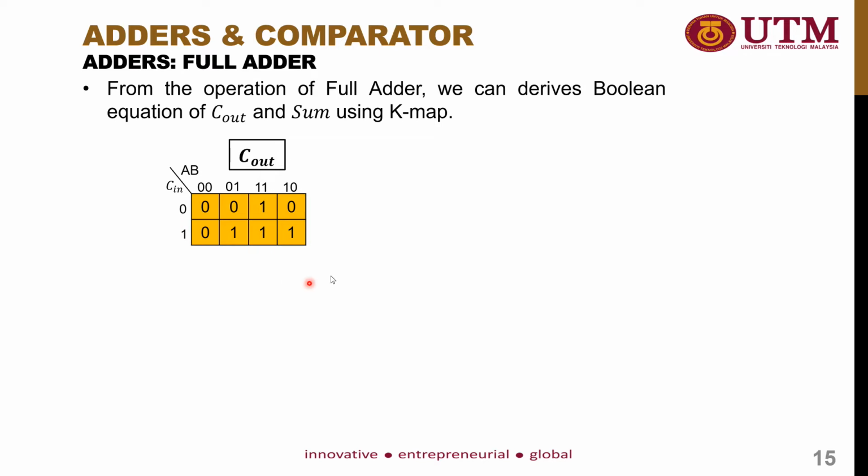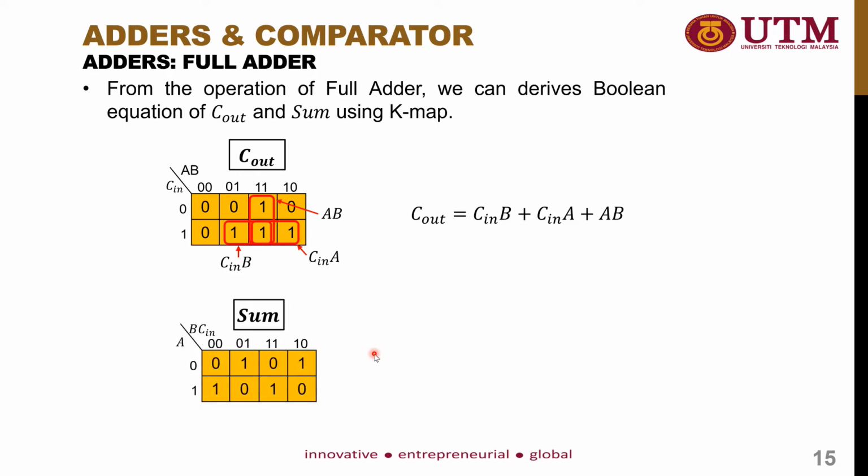This is the K-map produced for Cout, which is the output carry. Here you can see that we have the first group, which has the expression of AB. This is the second group, which has the expression of Cin A. And the last group has the expression of Cin B. So you will get the expression of Cout, which is Cin B plus Cin A plus AB. And this is the K-map for sum.